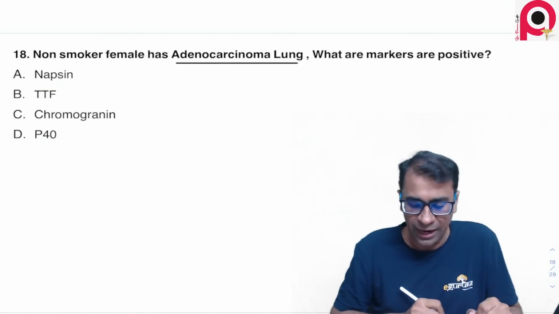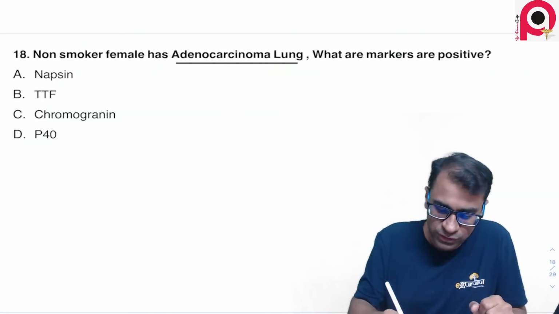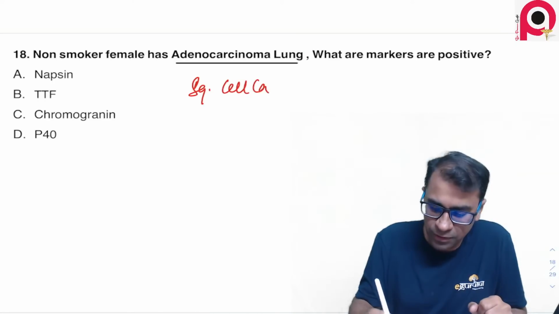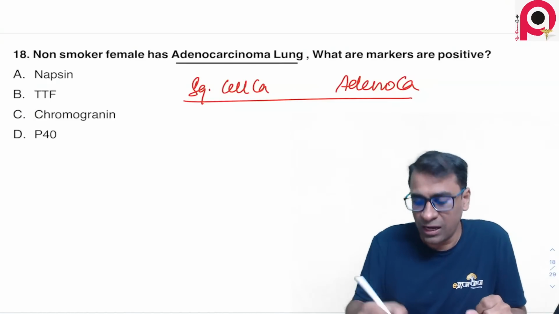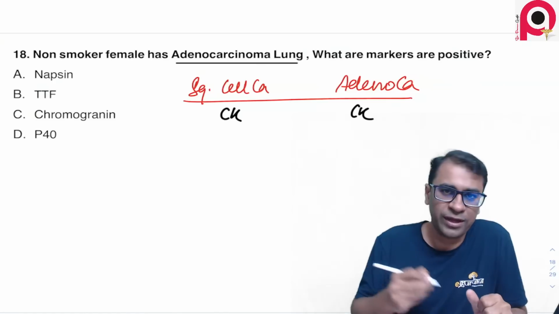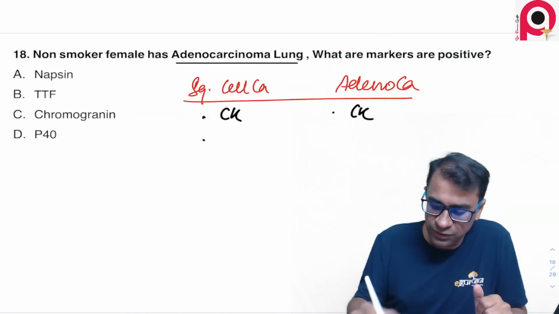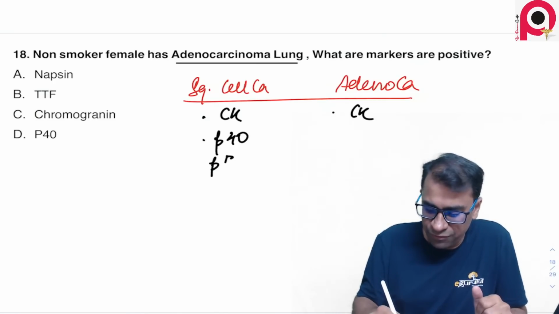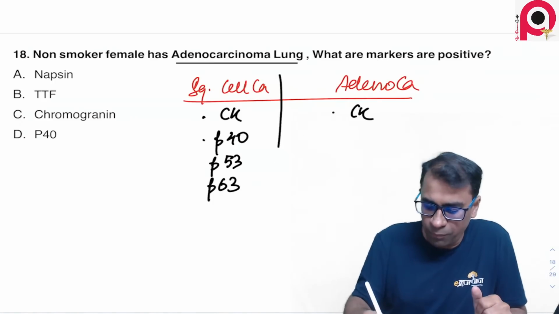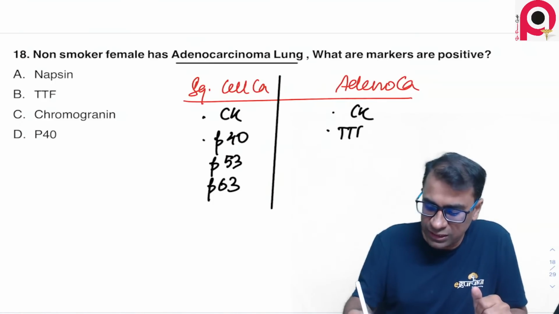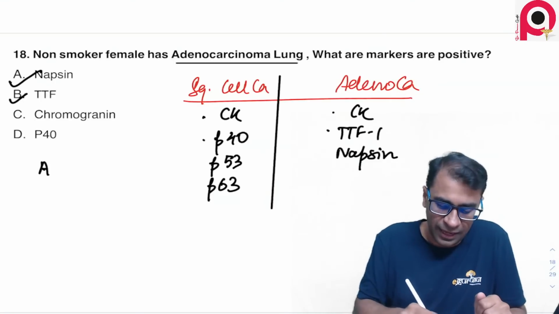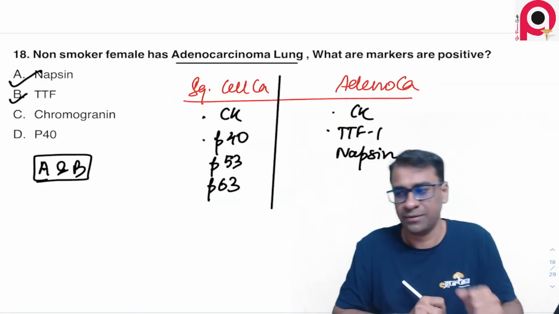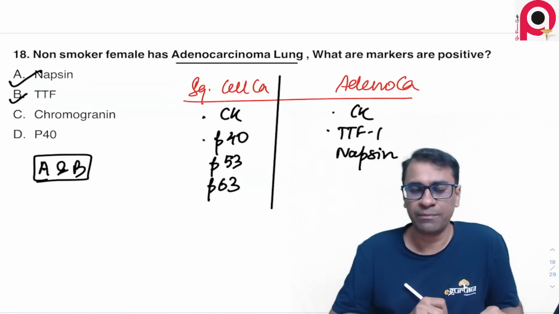देखो एक होता है squamous cell carcinoma और एक होता है adenocarcinoma. ठीक है? So because both of them are carcinoma, they both will show you CK positivity. You cannot comment on that. But if you talk about specific ones, P40, P53, P63 are positive in squamous cell carcinoma, while adenocarcinoma shows TTF1 and napsin. TTF1 and napsin are positive in adenocarcinoma. So both of them, A and B, must be the right answer here. ठीक है, both A and B must be the right answer.